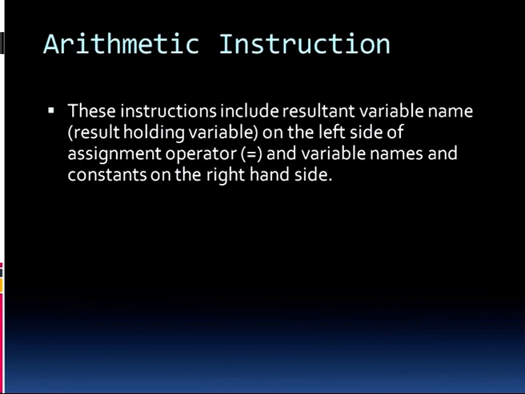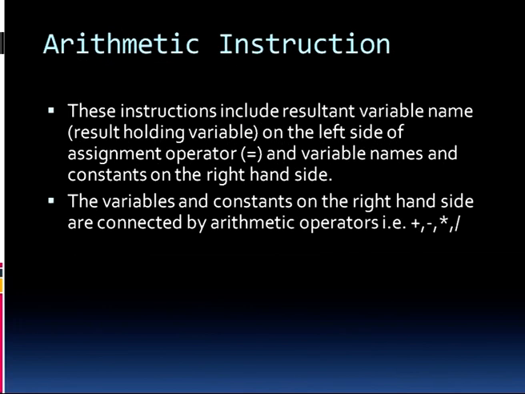These instructions include the resultant variable name, meaning the variable that will hold the result, on the left side of the assignment operator, and variable names and constants on the right side of the assignment operator. The variables and constants on the right hand side are connected by arithmetic operators, and the arithmetic operators are: this symbol is used for addition, this symbol is used for subtraction, this symbol is used for multiplication, this symbol is used for division.